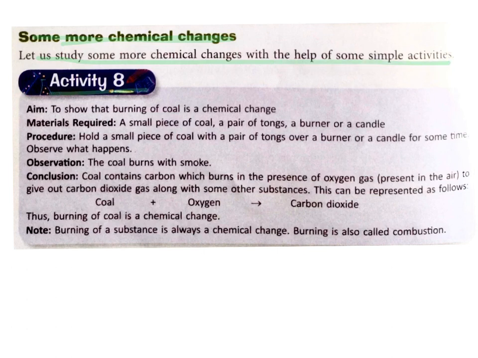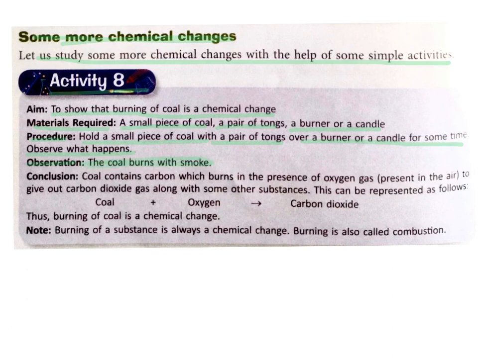Activity 8. Aim: to show that burning of coal is a chemical change. Materials required: a small piece of coal, a pair of tongs, a burner or a candle. Procedure: hold a small piece of coal with a pair of tongs over a burner or a candle for some time. Observe what happens. Observation: the coal burns with smoke.